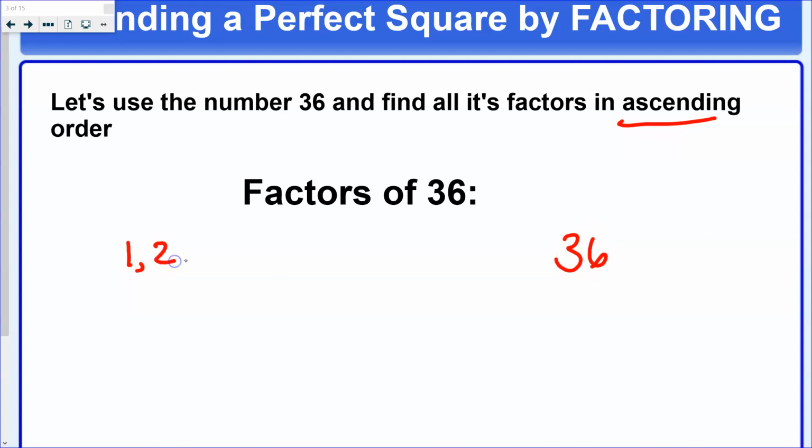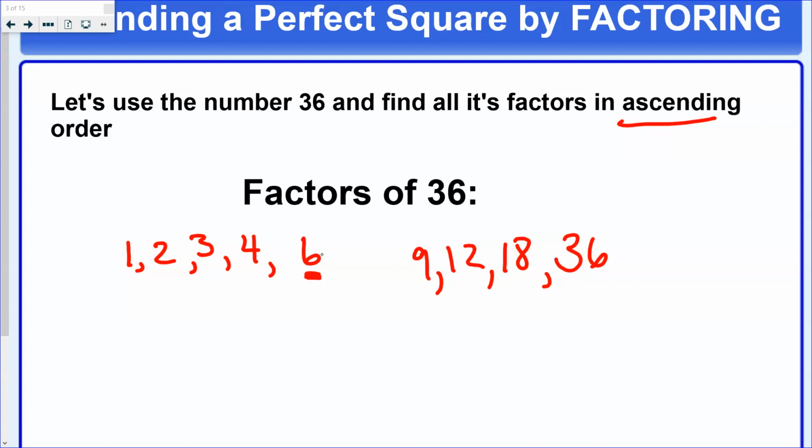I know 2 times 18 is 36. I know 3 times 12. And 4 times 9. And then 6 is the last one, and 6 times itself is 36. So I only write this once. You don't write numbers that are the same twice. Okay, so here are my factors.